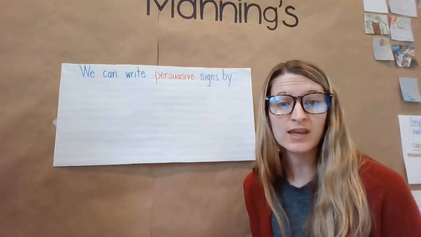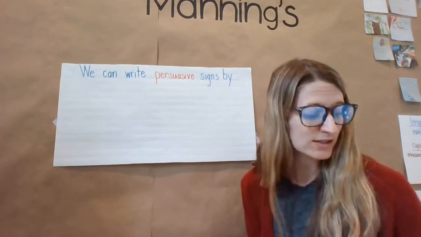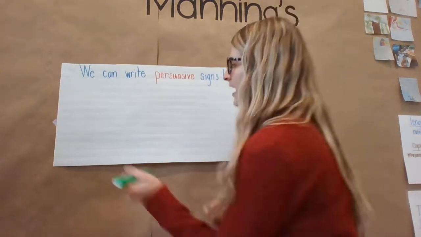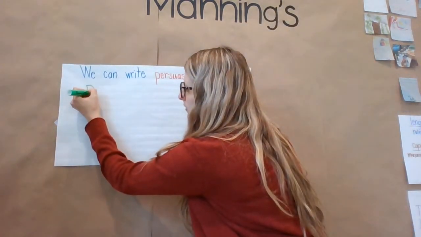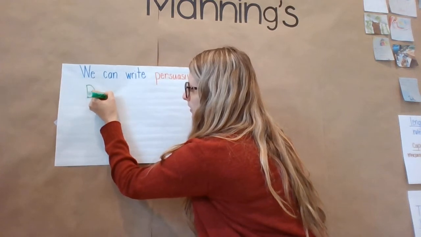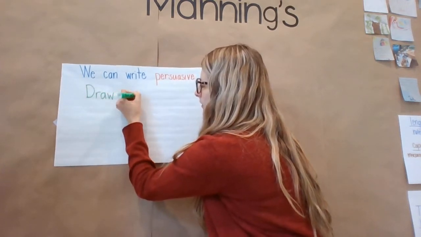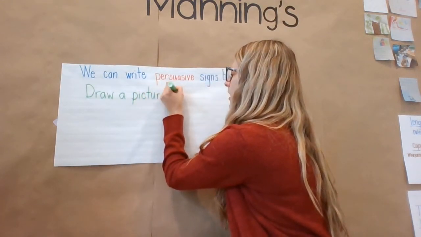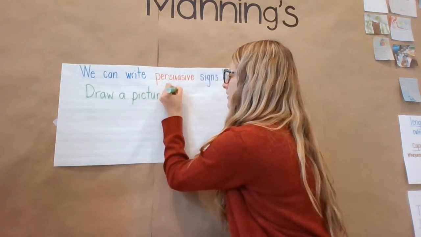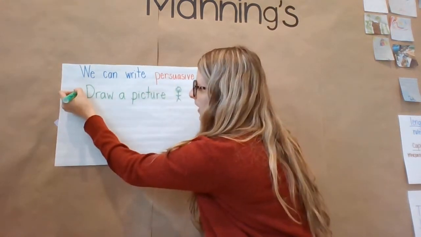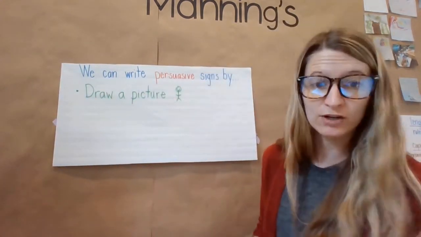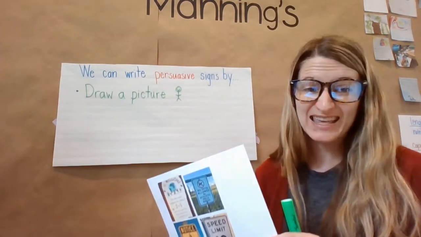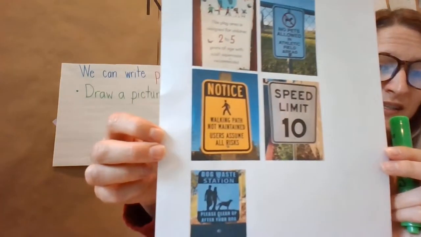What are some of the things that we can do to write a persuasive sign? And we just talked about one thing we can try is to draw a picture. So I'm going to write that. Draw a picture. And I will draw a picture of a person. So that's one thing that we learned from our research of expert persuasive writers. Let's go back and see if there's anything else we notice about these persuasive signs.